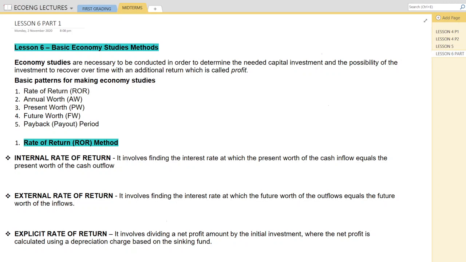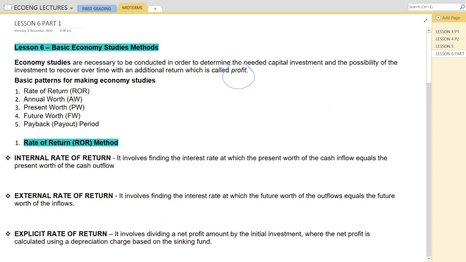So now we move on to lesson 6, the basic economy studies methods. What is the importance of economy studies? These are necessary to be conducted in order to determine the needed capital investment and the possibility of investment to recover over time with an additional return, which is called the profit. If we are going to simply define what a profit is, that is the financial benefit.